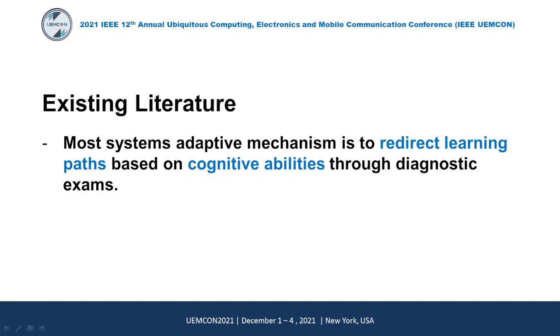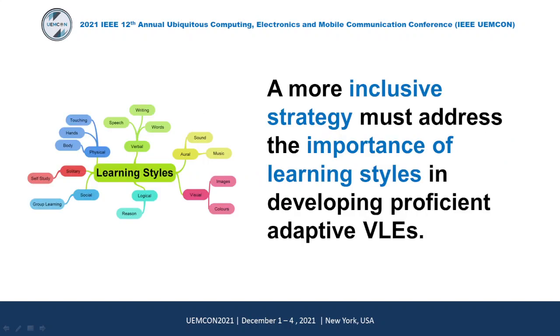In existing literature, the adaptive mechanism of most systems is to redirect learning paths, again based on cognitive abilities through a diagnostic exam. If you have a poor result, the system will recommend learning objects or learning resources based on your cognitive abilities. But it has a problem. A more inclusive strategy must address the importance of learning styles in developing proficient adaptive VLEs.